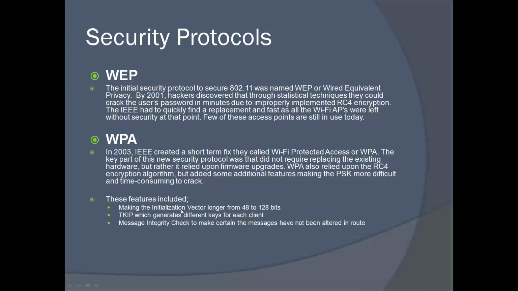These features included making the IV, the initialization vector, longer, from 48 to 128 bits. In WEP, our initialization vector was only 48 bits, very small, so they increased it to 128 bits. They also put in the Temporal Key Integrity Protocol, which generates different keys for each client, so each client is slightly different. And it has a message integrity check to make certain the messages have not been altered en route. That eliminates the possibility, or makes it more difficult, to do a man-in-the-middle attack.